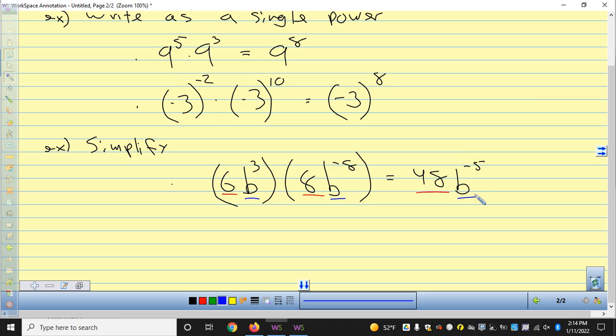Well, now we say, oh, wait, I have a negative exponent here. Negative exponent on the top. We move it to the bottom and make it positive. And this would be our final answer, 48 over b to the 5th. And we're done.